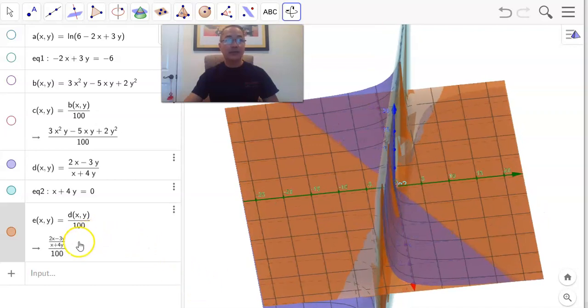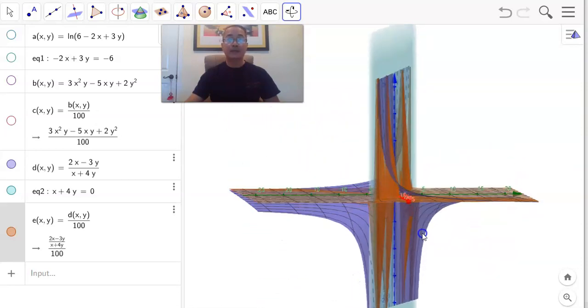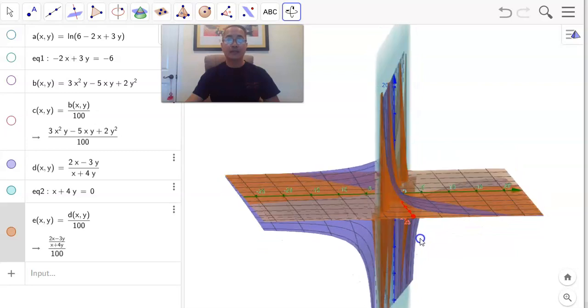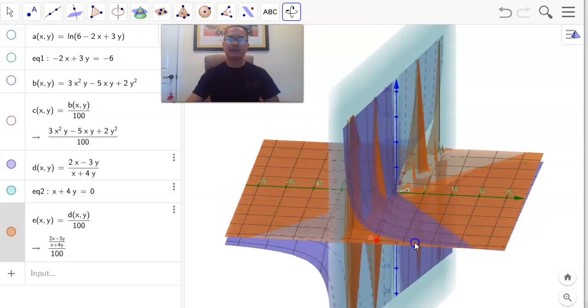You're not allowed to touch this line x plus 4y equal to 0. Otherwise you will be dividing by 0. So the domain is all the points in R2 which are not on this line. You can be above that line, you can be below that line, but you cannot touch that line. So we get something which looks a little bit like an asymptote.